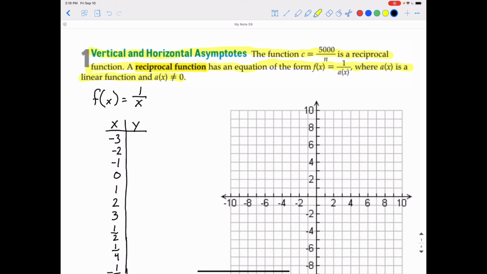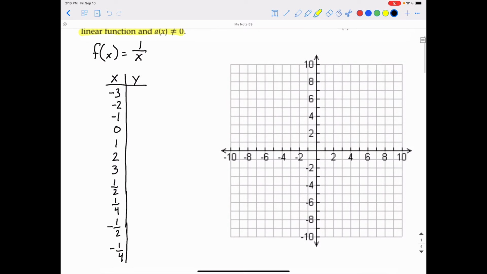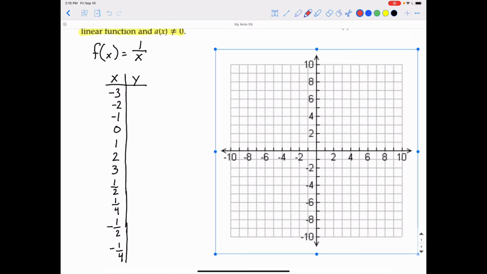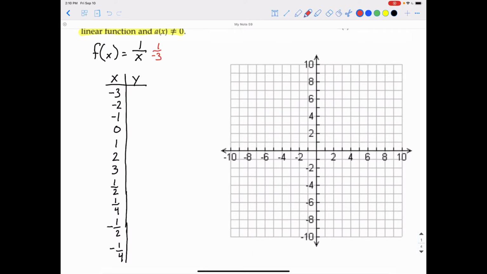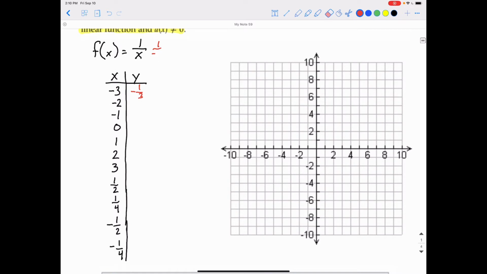And let's explore what that looks like with the t-chart. You can see on the t-chart I've got -3, -2, -1, and so on. So I will first replace the x with -3. That would be 1 over -3, which would be -1/3. And when you replace it with -2, you get -1/2. And when you replace it with -1, you get 1 divided by -1, which is -1.